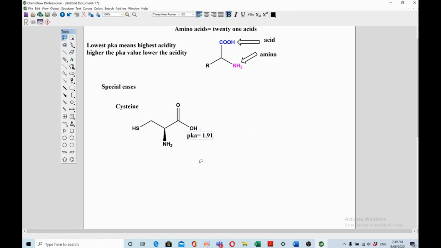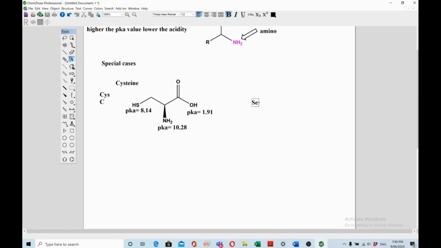Cysteine: the pKa of this acid is 1.91, the pKa of this NH2 is 10.28, and the pKa of this SH is 8.14. The 3-letter code for this amino acid is CYS, and the 1-letter code is C.